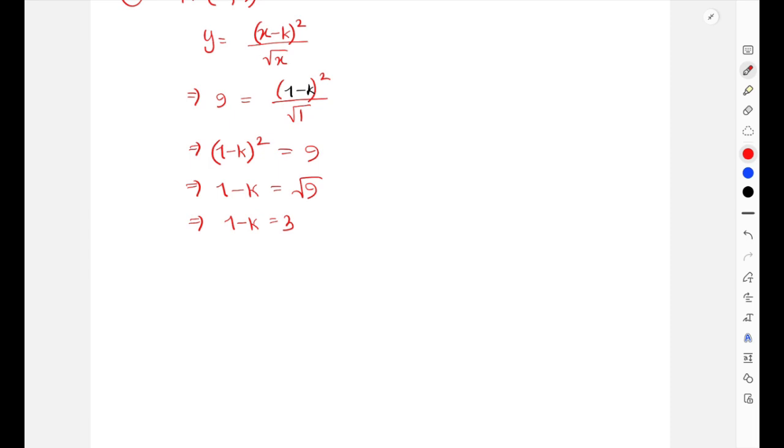Maybe on this basis, after the square root, the value you're going to get is either plus or minus 3. According to that, 1 minus k equals minus 3 is one of the possibilities, and 1 minus k equals 3 is the other. From 1 minus k equals 3, 1 minus 3 gives k equals minus 2, and from 1 plus 3 equals k, you get k equals 4.